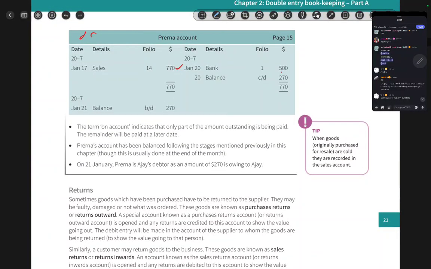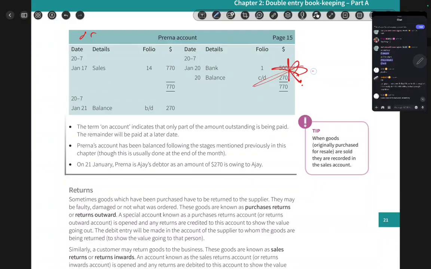Anyway, the term on account, oh, they mentioned it, indicates that only part of the amount outstanding is being paid. The remainder will be paid at a later date. So she owed 770 in total, but she only paid 500, and now she owes us 270. This is the point of balance b/d, balance c/d. You don't really have to sit up with a calculator and be like, okay, how much does this customer owe me now? Let's find out.